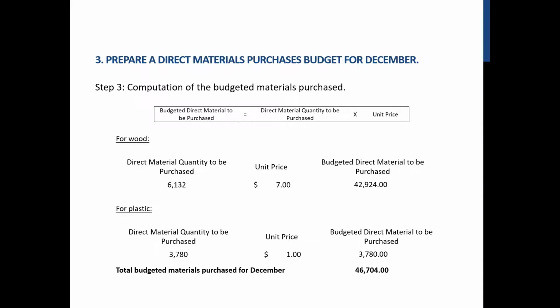Step 3 is the computation of the budgeted materials purchased. It can be computed by multiplying the unit price with the direct material quantity to be purchased. So, by using the formula for wood, we will have the budgeted direct material to be purchased of 42,924. Meanwhile, for the plastic, it's 3,780. So adding this together, we will get the total budgeted materials purchased for December in the amount of 46,704.